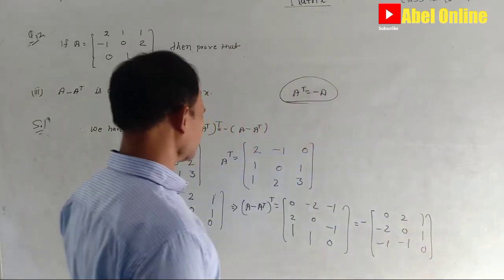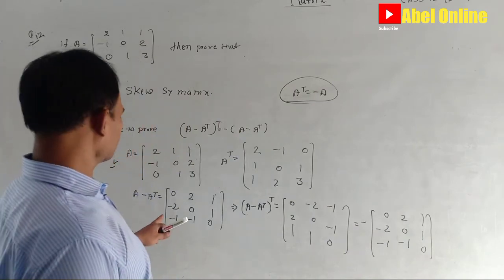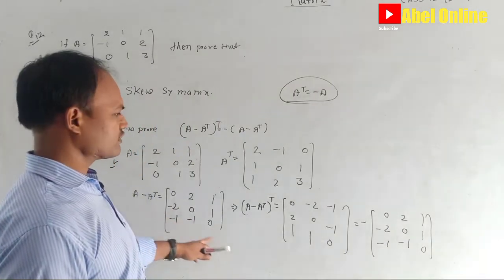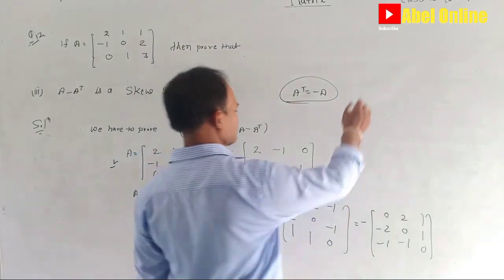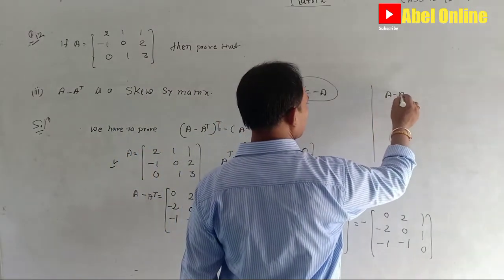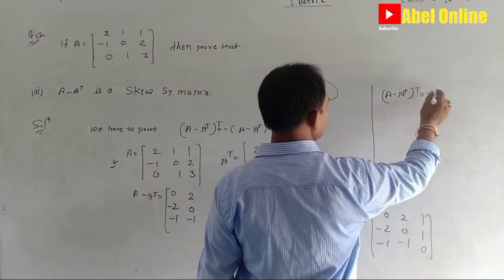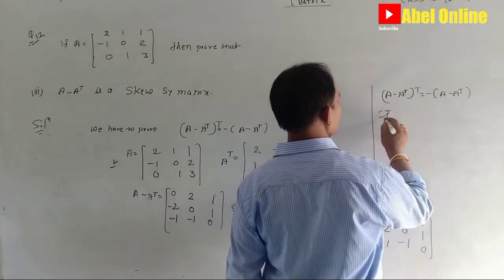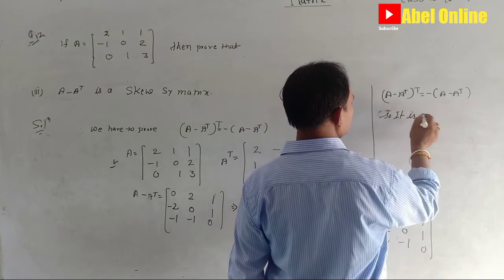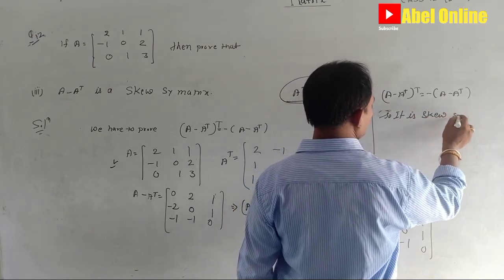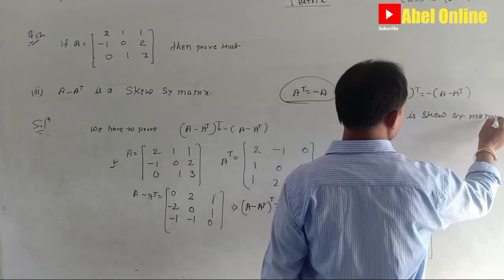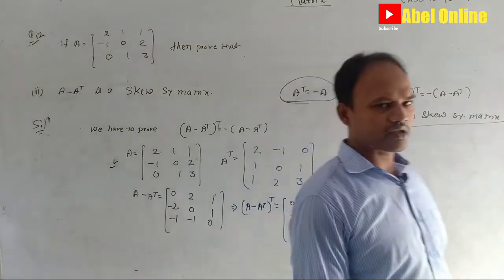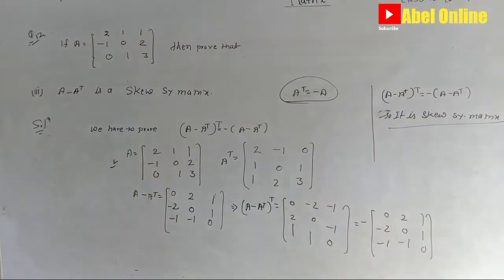Is it A minus A transpose? 0 2 1, minus 2 0 1, minus 1 0. So we can say that (A minus A transpose) transpose is equal to minus (A minus A transpose). So it is a skew symmetric matrix. When we say A transpose equal to minus A, we can say that it is a skew symmetric matrix.